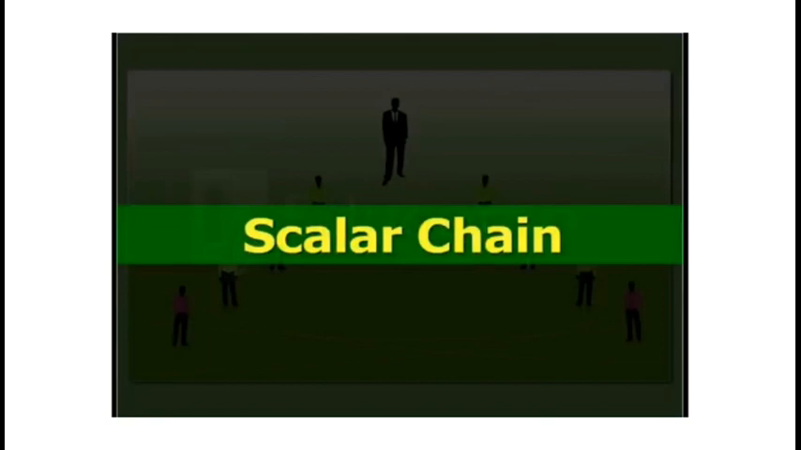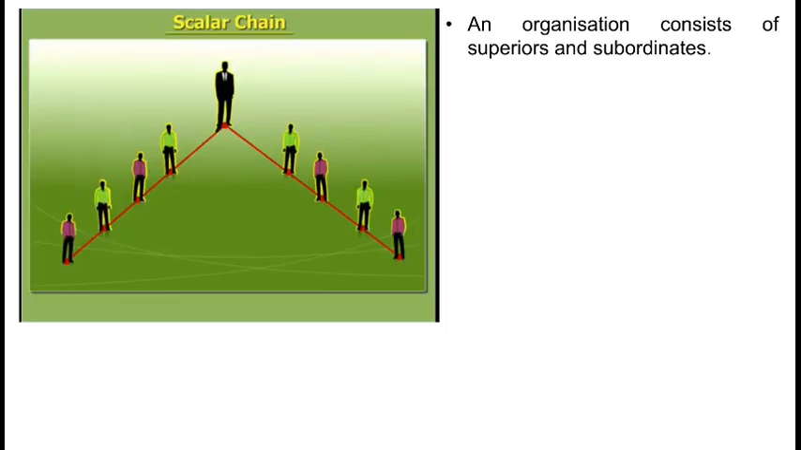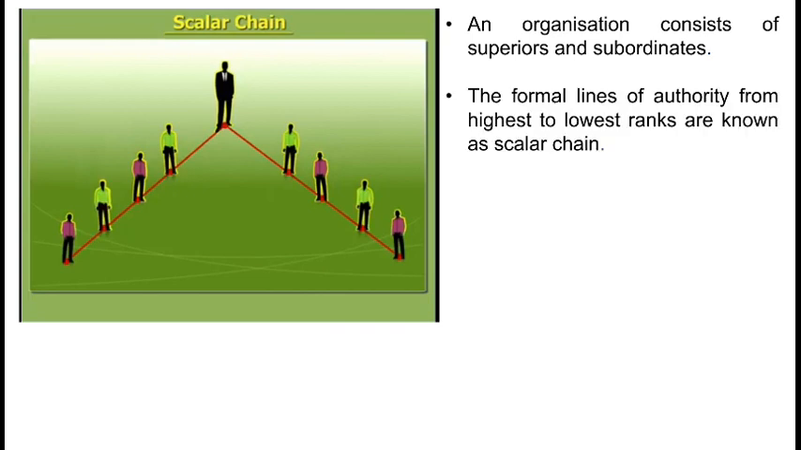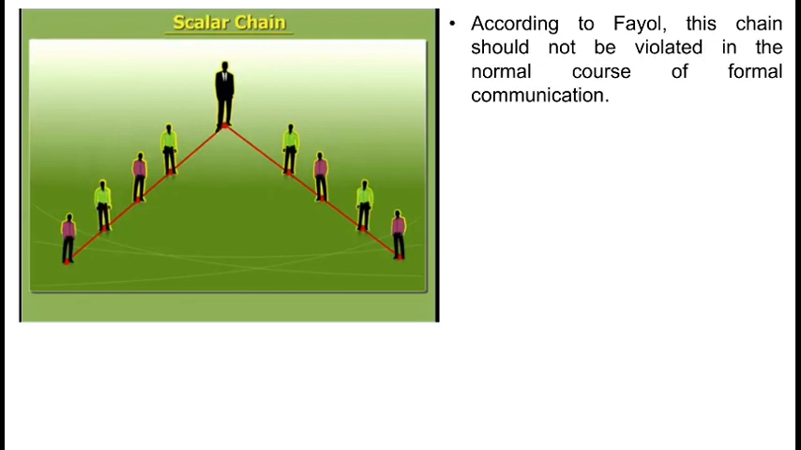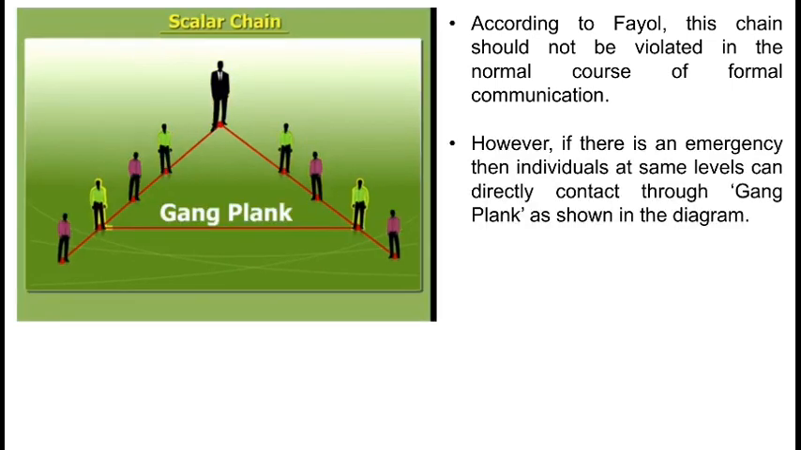Ninth principle: scalar chain. An organization consists of superior and subordinates. The formal lines of authority from highest to lowest rank are known as scalar chain. According to Fayol, organizations should have a chain of authority and communication that runs from top to bottom and should be followed by managers and the subordinate. According to Fayol, this chain should not be violated in the normal course of formal communication.